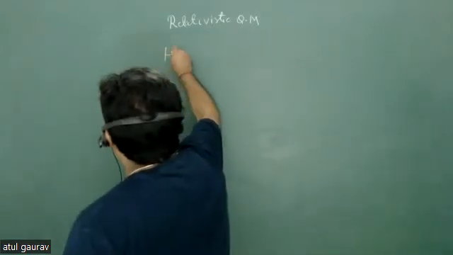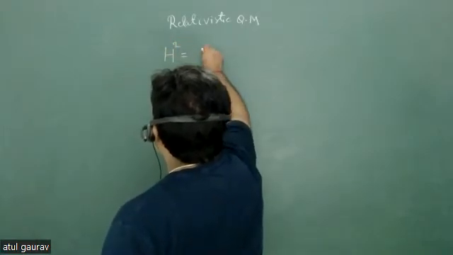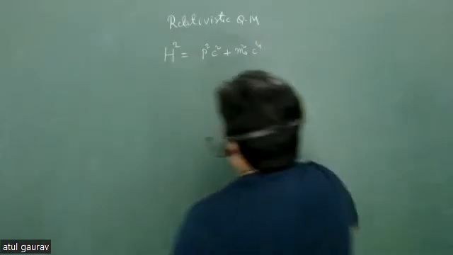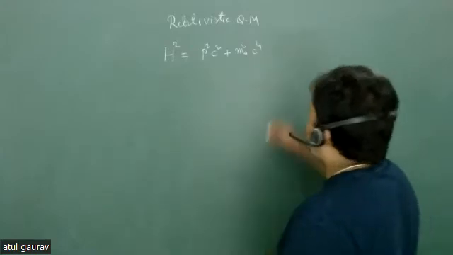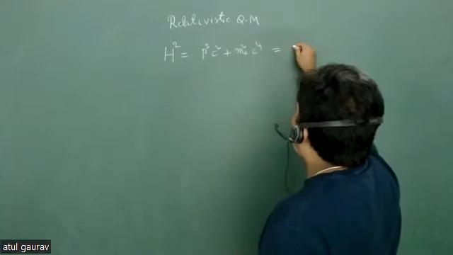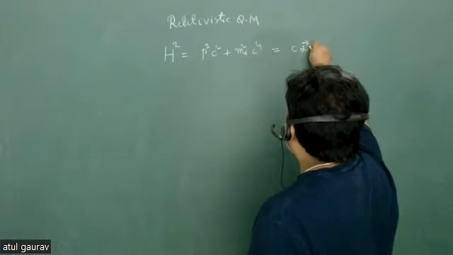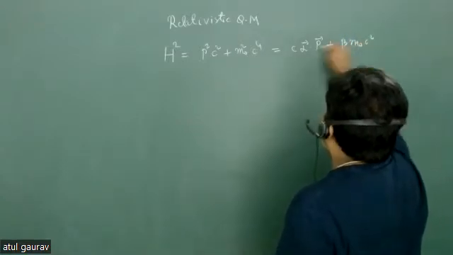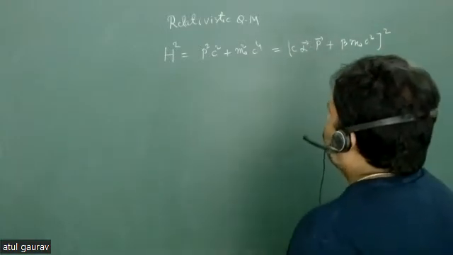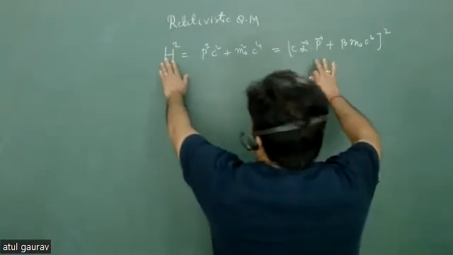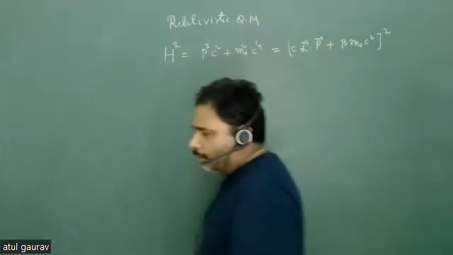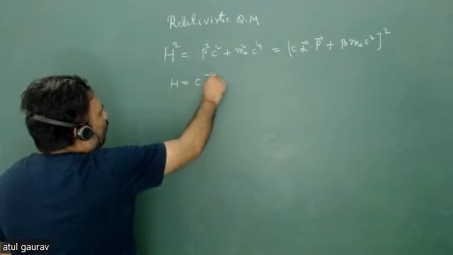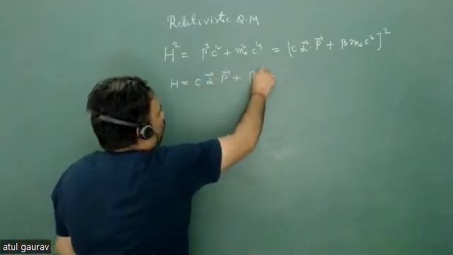So what we have is H square, and this H square is basically p square c square plus m naught square c to the power 4. This is my classical Hamiltonian. And what Dirac suggests is that we can write this whole thing in terms of (c alpha dot p, where alpha can be some vector, plus beta m naught c square) whole square. So what will happen? Now if H square is equivalent to this one, then this is complete information of H, isn't it? So I can write my H as c alpha dot p plus beta m naught c square.